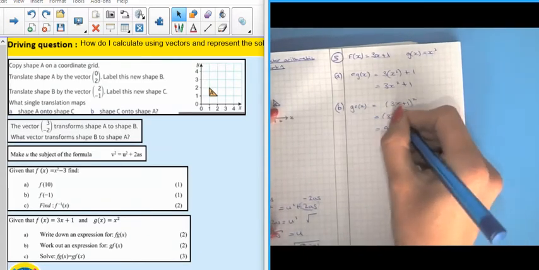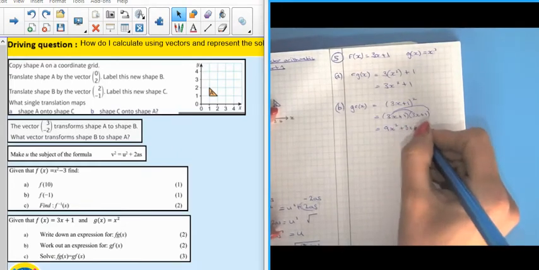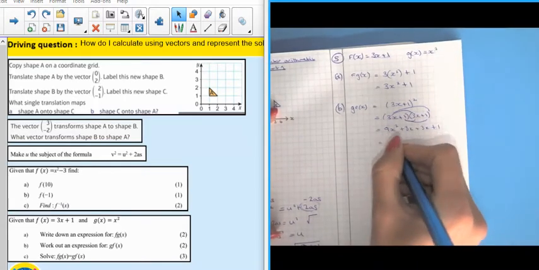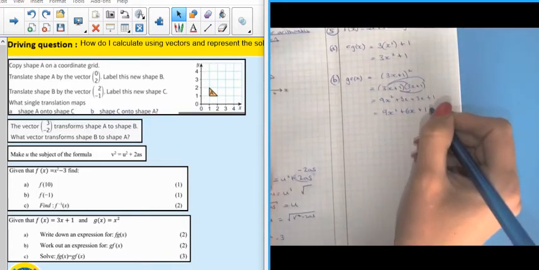And then I'm going to multiply out. 3x times 3x is 9x squared, 3x times 1 is 3x, 1 times 3x is 3x, and 1 times 1 is 1. So it's 9x squared plus 6x plus 1.